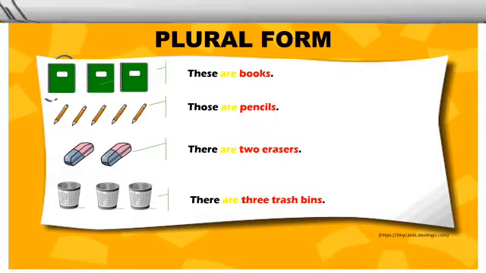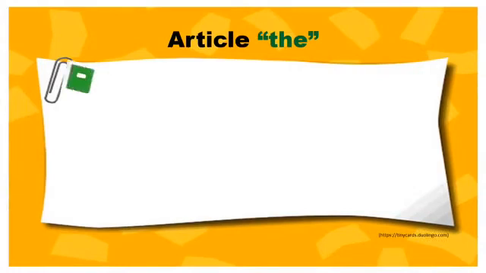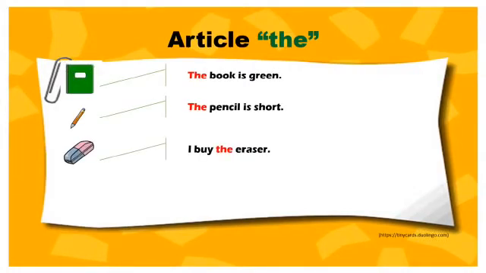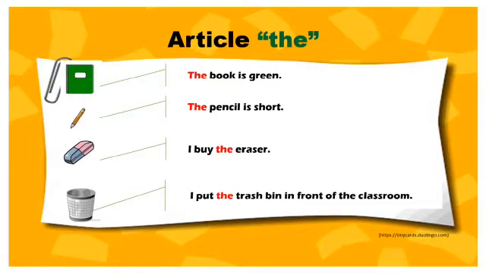Well, now we will study about the article the. Here are examples for using the. The book is green. The pencil is short. I buy the eraser. I put the trash bin in front of the classroom. We use the when we understand well, or it is clear which thing we mean. We can use the article the.